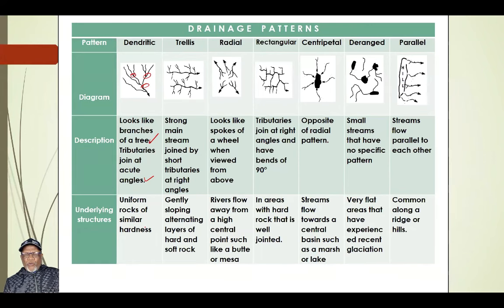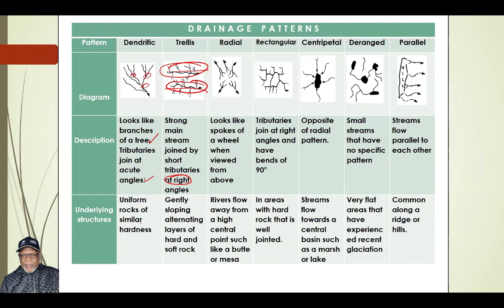Then what do you have next? We have trellis pattern or trellised pattern, depends on how you want to pronounce it. Now, this is your mainstream. This is your other mainstream. So what do you see there? The mainstreams are flowing parallel to each other. What you can see as well is that instead of acute angles, now the tributaries join the mainstream at a right angle. And you can also see the tributaries are shorter.